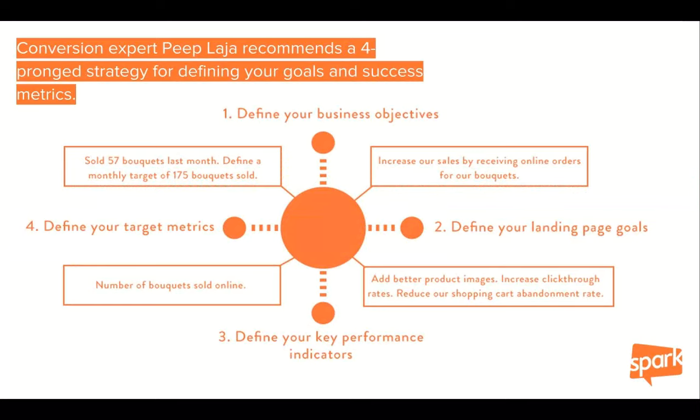Conversion Expert People recommends a 4-pronged strategy for defining your goals and your success metrics. Let's start with number 1. As you can see in the diagram, it says define your business objectives. Those objectives can be to drive more sales, to drive more leads, whatever it may be. In this example, it says increase our sales by receiving online orders for our bouquets. That's a great business objective. Now how do we tailor that to go with the landing page?